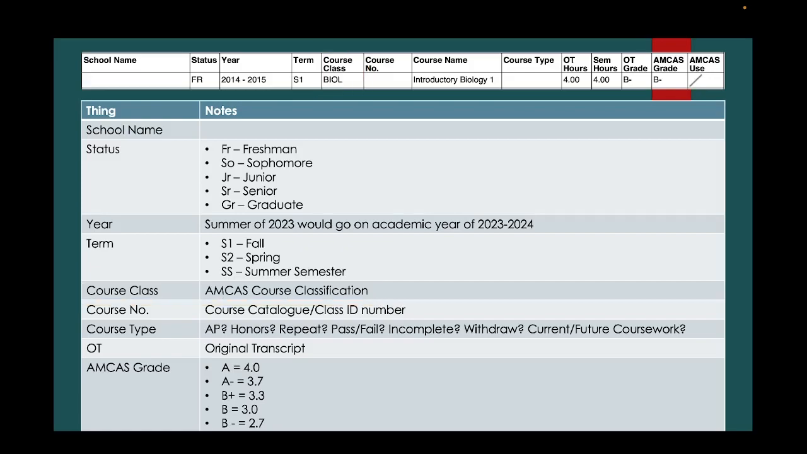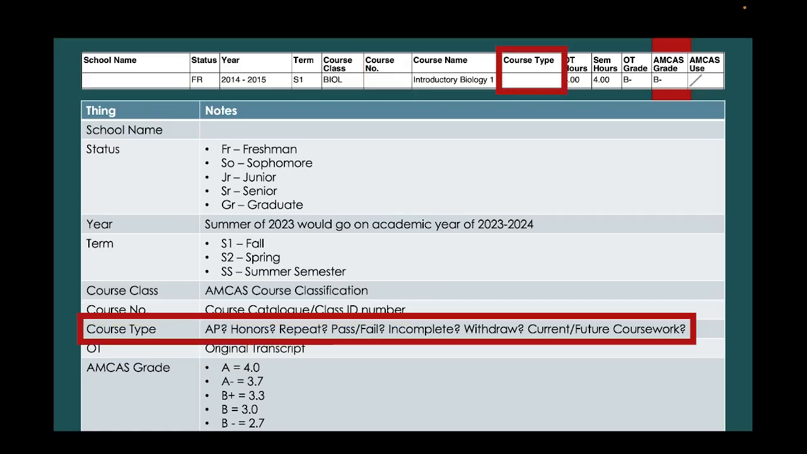You're going to input the course number, so on your transcripts, or if you're going through the school's course catalog, how does the course code show up? The course type, if it was standard, it remains blank, but this is where you're going to have options for things like AP courses, honors, repeated courses, pass-fail courses, withdrawals, etc. This is also where you designate current and future coursework.